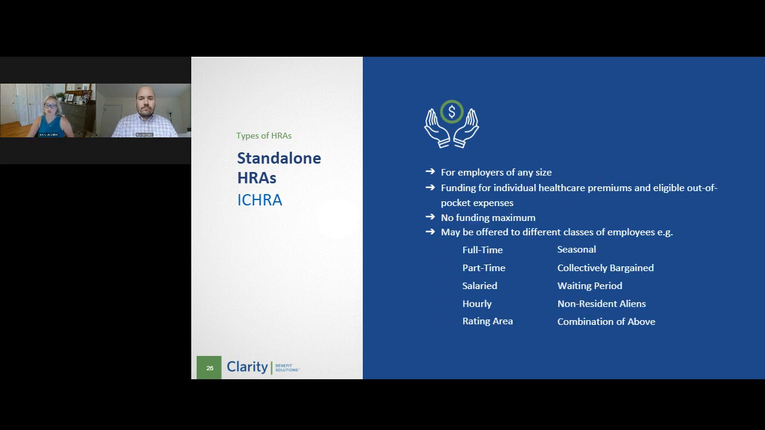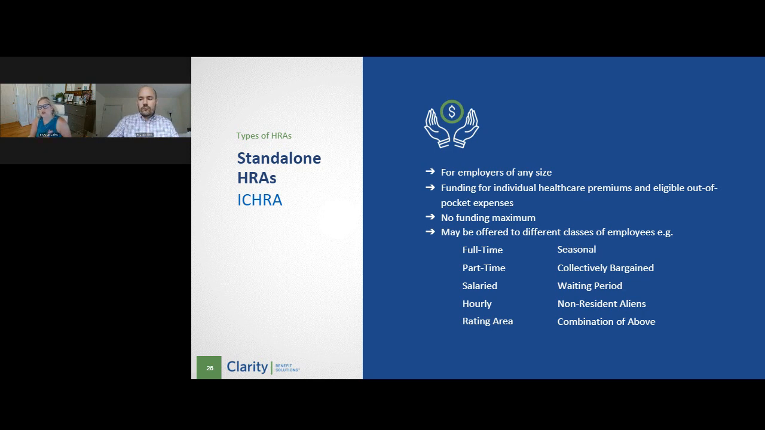Then as of 2020, a new type of standalone HRA was introduced, the Individual Coverage HRA, or ICHRA. Unlike the QSEHRA, which is only available to small businesses, any size business can offer the new ICHRA. There are no government set minimum contribution requirements and no maximums for allowances. One thing that really distinguishes the ICHRA is the employer can offer a group health plan to some classes of employees and an ICHRA to others.